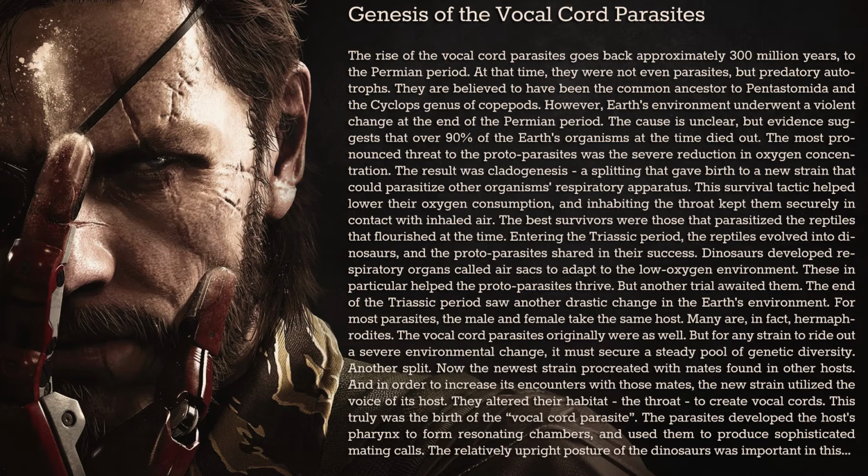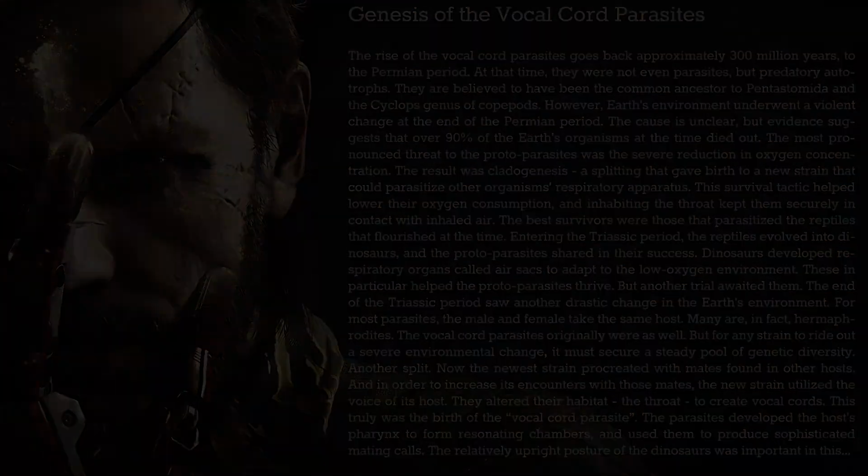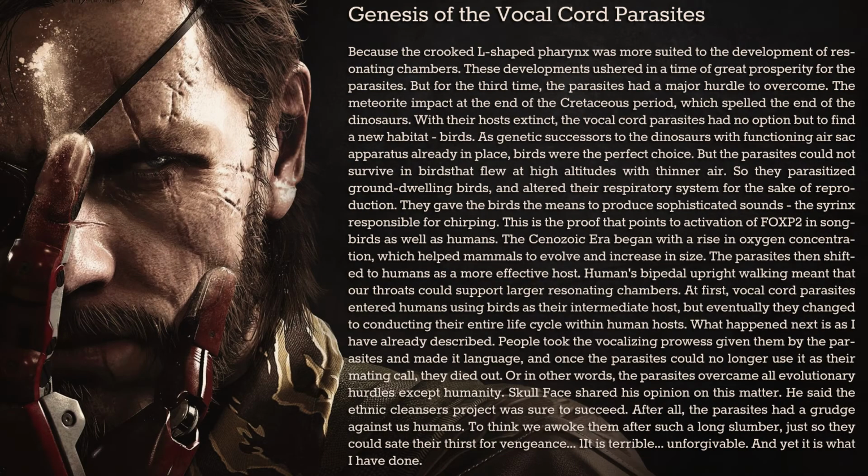And in order to increase its encounters with those mates, the new strain utilized the voice of its host. They came to inhabit the host's vocal cords. This truly was the birth of the vocal cord parasite. The parasites developed the host's pharynx to form resonating chambers and used them to produce sophisticated mating calls. The relatively upright posture of the dinosaurs was important in this, because the crooked L-shaped pharynx was more suited to the development of resonating chambers. These developments ushered in a time of great prosperity for the parasites.